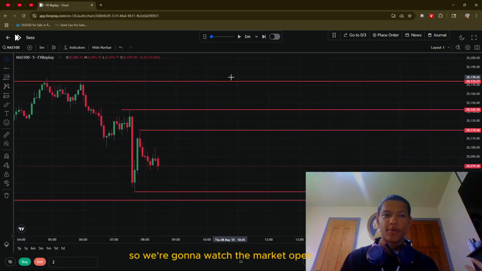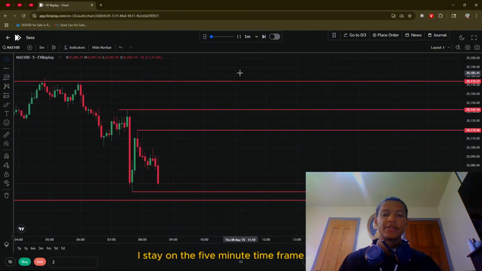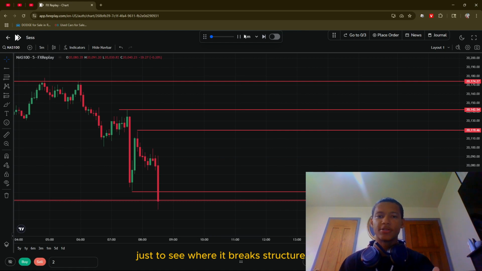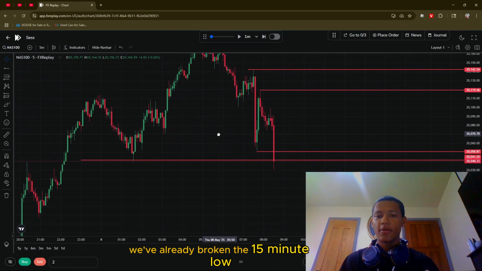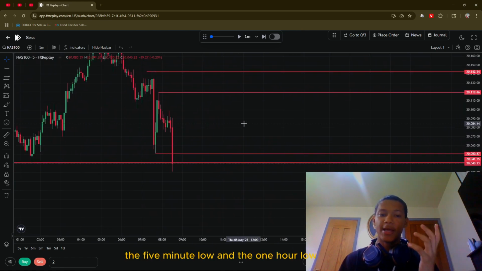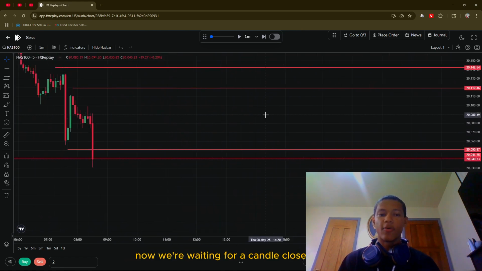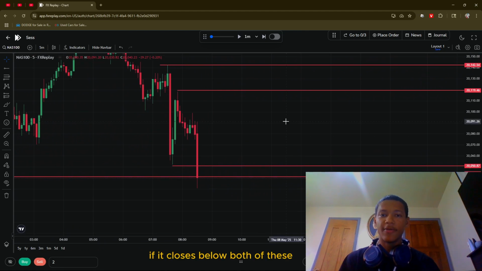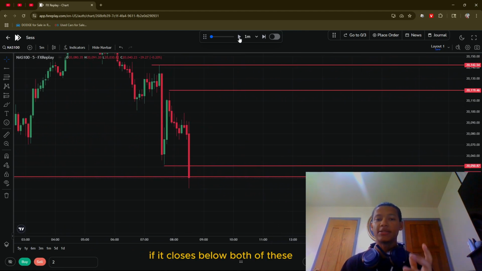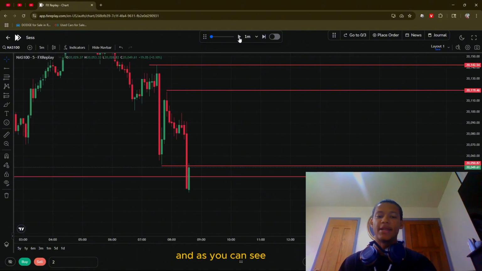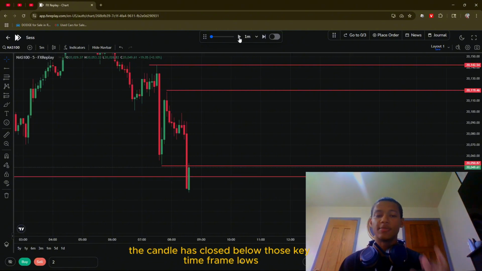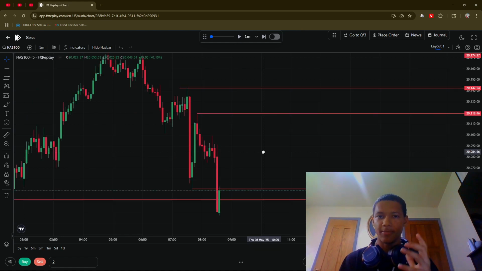So we're gonna watch the market open. I stay on the 5 minute time frame just to see where it breaks structure, and as we can see, we've already broken the 15-minute low, the 5 minute low, and the 1 hour low. Now we're waiting for a candle close. If it closes below both of these, it signifies that it wants to go lower. And as you can see, the candle has closed below those key time frame lows.